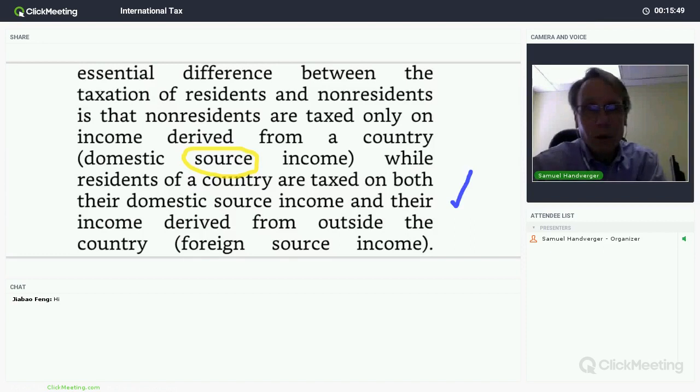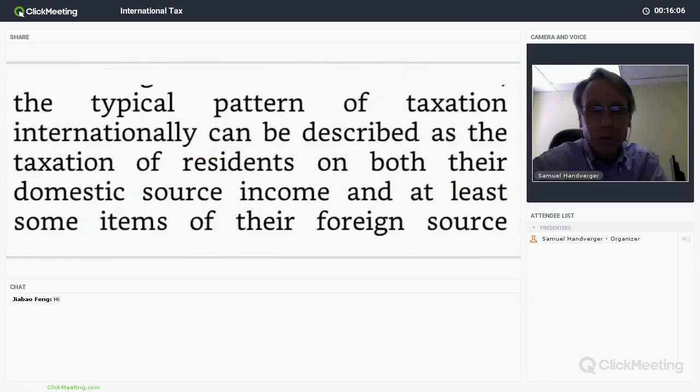So countries like the United States with no limitation are called worldwide. Territorial, as it turns out, are countries that tax for sure resident income sourced inside their country, but also some foreign source income. And the limitations vary from country to country. So the typical pattern, which means most countries in the world, tax their residents on both domestic source and at least some items of foreign source, some.